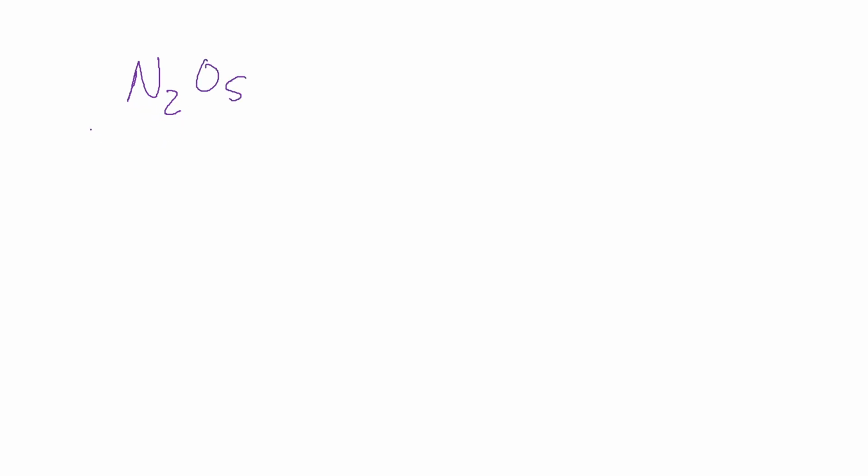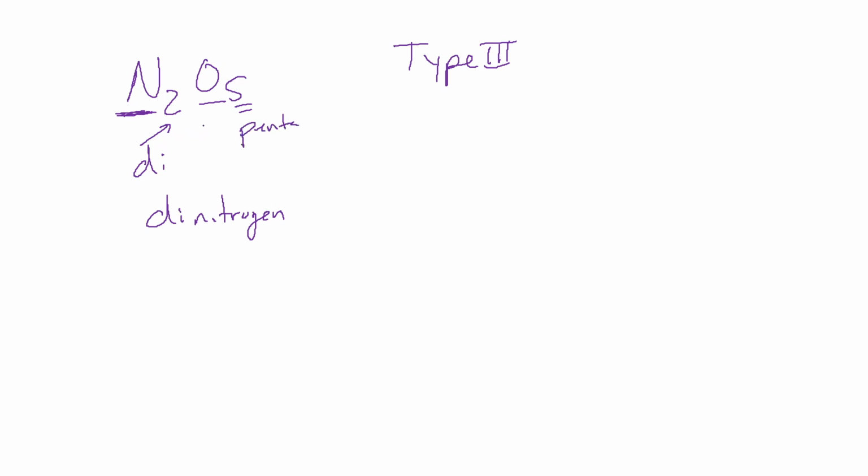N2O5. Again, I look at it, non-metal, non-metal. That tells me type 3. Nothing to figure out, but let's just choose the right prefix. 2 prefix is di, and whole name of the element, which is nitrogen. So dinitrogen. Prefix for 5 is penta.